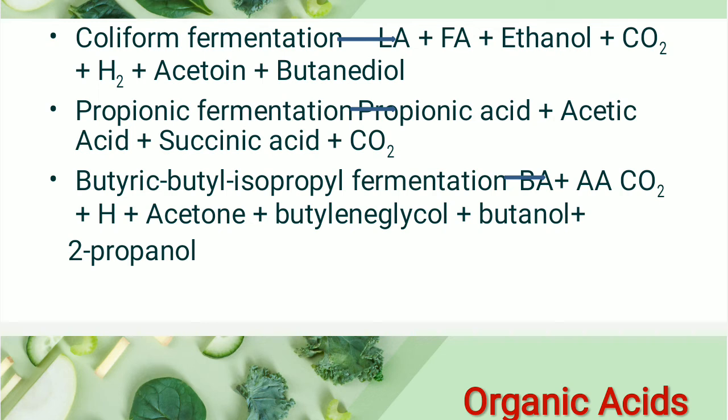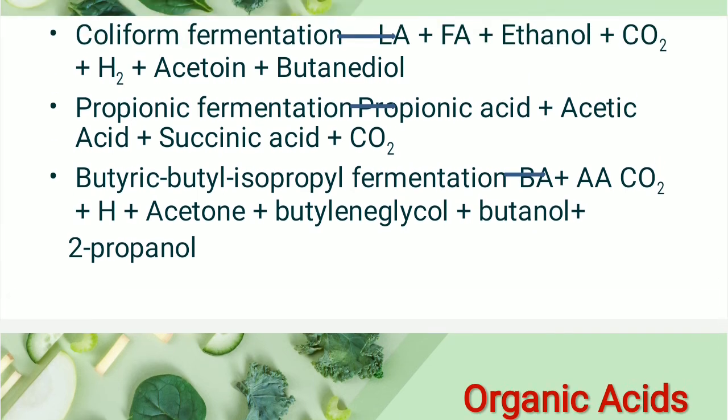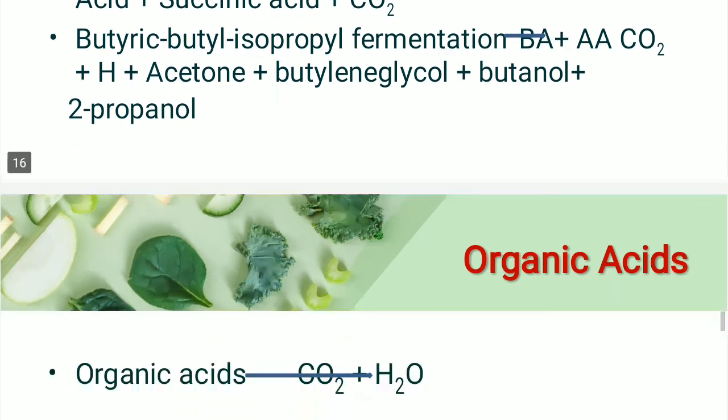Butyric butyl isopropyl fermentation is also a type of fermentation which sets in. It gives butyric acid, acetic acid, carbon dioxide, hydrogen, acetone, butylene glycol, and butanol to propanol. These are all the byproducts of butyric butyl isopropyl fermentation. Then the spoilage will be still more complicated.